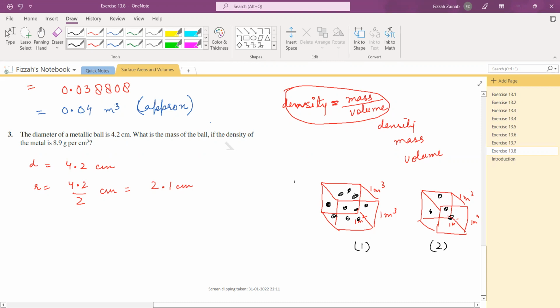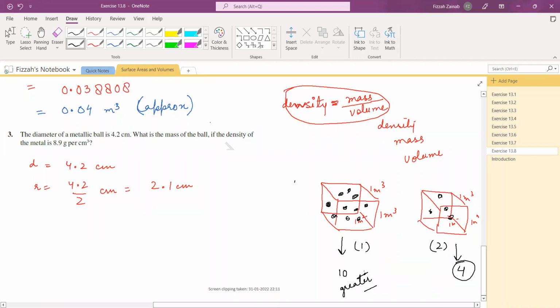Now you see the volume is fixed. For this cube, in the same volume, you have 10 balls. And in this cube, for the same volume, you have only 4 balls. That means they are close to each other, closely packed. And in this box, because there are only 4 balls, they are far away from each other. They are not very closely packed. So box 1 has a greater density.